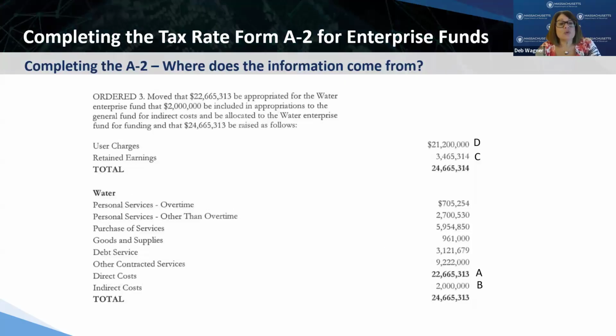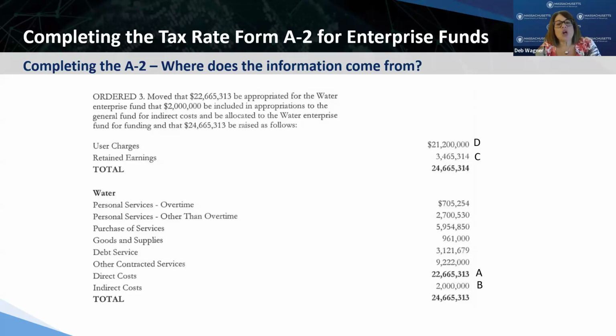This vote is the actual city council order for this enterprise fund. It's a water enterprise fund for their fiscal year 26 budget. So they're saying that $22,665,313 be appropriated for the water enterprise fund, and that $2 million be included in appropriations to the general fund for indirect costs and be allocated to the water enterprise fund for funding, and that $24,665,313 be raised as follows.